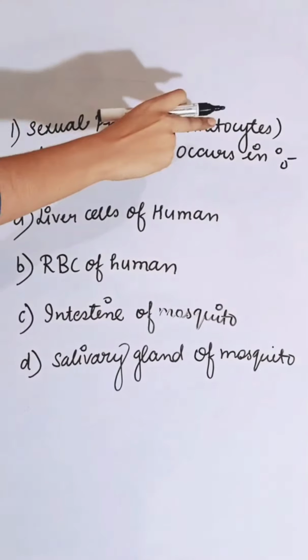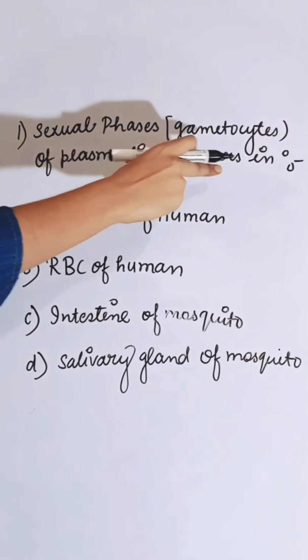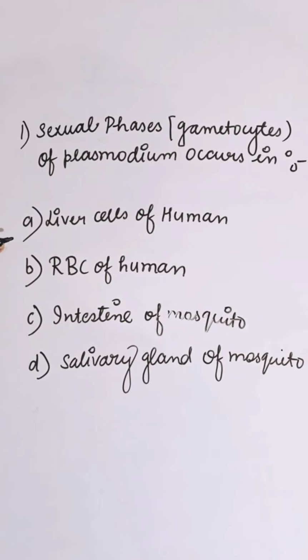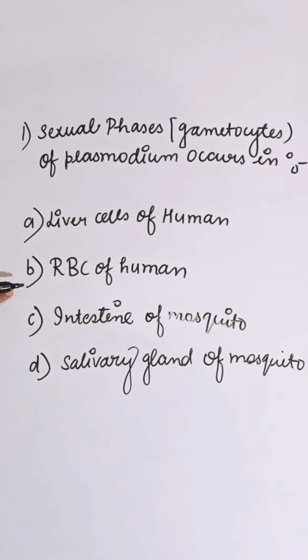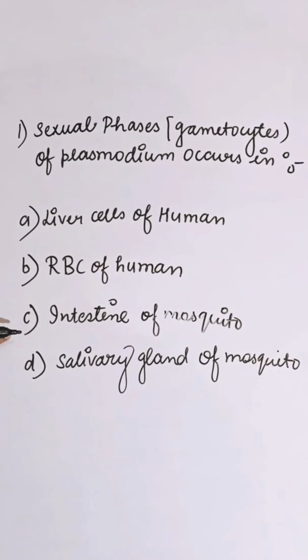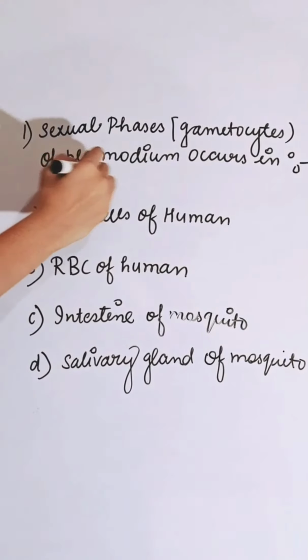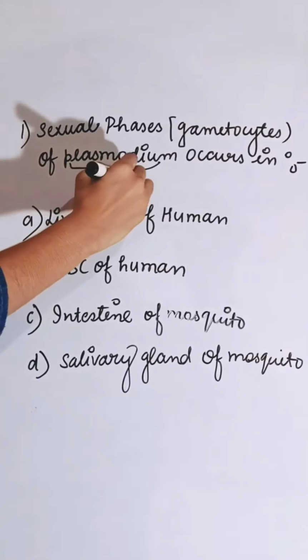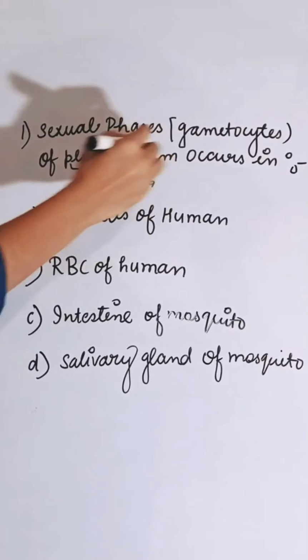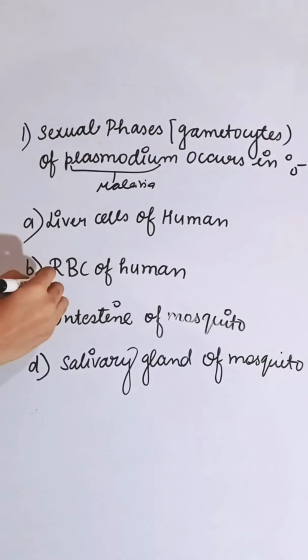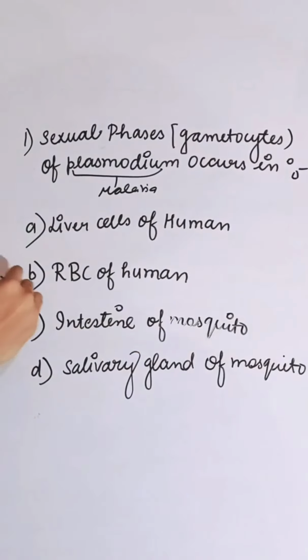Sexual phase, that is gametocyte, of Plasmodium occurs in: first option liver cells of women, second is RBC of women, third is intestine of mosquito, fourth is salivary gland of mosquito. Plasmodium can cause the malaria disease. Sexual phase of Plasmodium occurs in the RBC of women. So the correct answer is B.